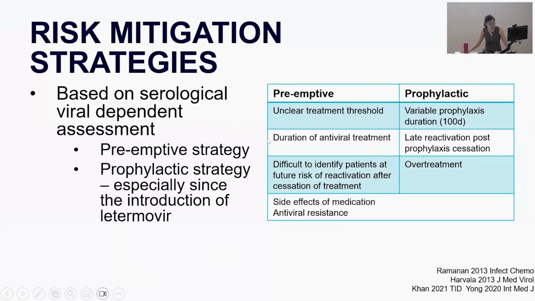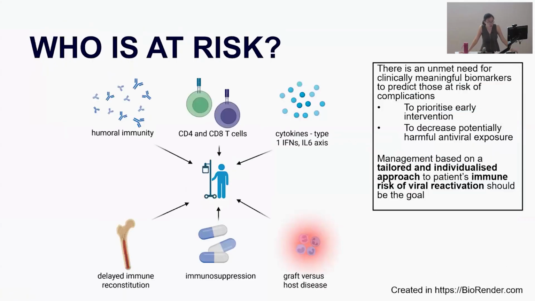I would also be remiss if I didn't mention that the overarching issue with any drug is side effects of medication and antiviral resistance as well. So who is at risk? The answer is complicated. It's especially so in the allotransplant population, where the immunosuppression regimens are potentially not as linear as the solid organ transplant course. We have to consider both the host response to CMV as well as what we're doing to the patient.